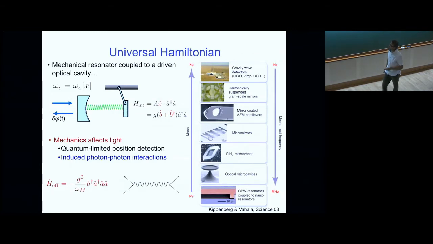The other aspect of how the mechanics affects the light: if I treat this interaction to second order, with second order perturbation theory, I create and destroy a virtual phonon, which is what this diagram indicates. What will I end up with? A term that's g squared divided by the mechanical frequency, A dagger A dagger A A. If you're an optics person, you would call this a kind of Kerr nonlinearity: the cavity frequency depends on the number of photons in the cavity. A condensed matter person would say you've induced some kind of Hubbard interaction. So the idea is that the mechanics can make photons interact.